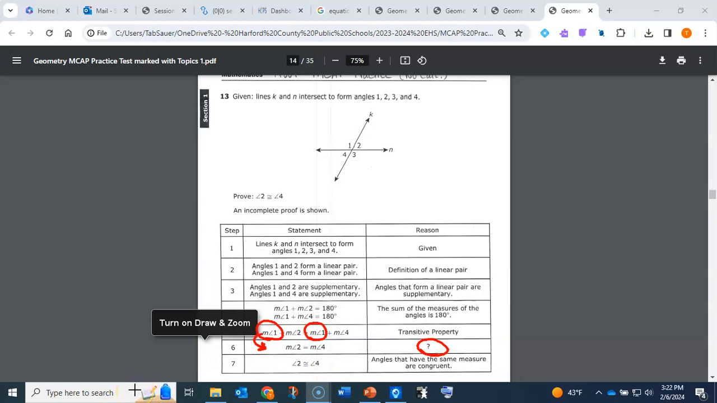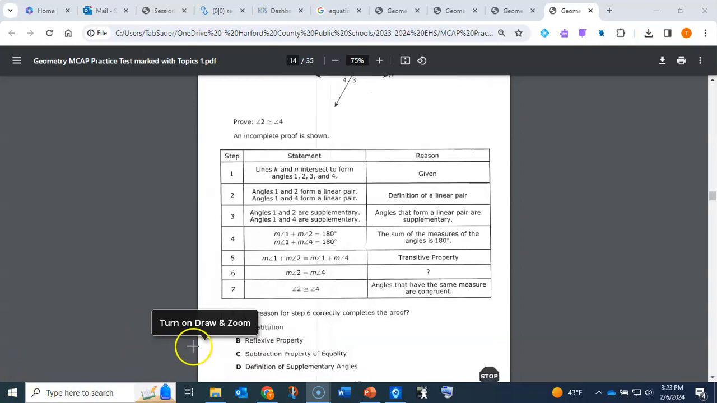I'm going to pause the video and scroll down and show you your options real quick because it won't let me do it while I'm drawing. Under here, I don't know if you guys see this box or not, but it says which reason for step 6 correctly completes the proof. We have A is substitution, B is the reflexive property, C is the subtraction property of equality, and D is the definition of supplementary angles. And like I said, we just subtracted going from step 5 to step 6. So the reason we know step 6 is true is the subtraction property of equality.